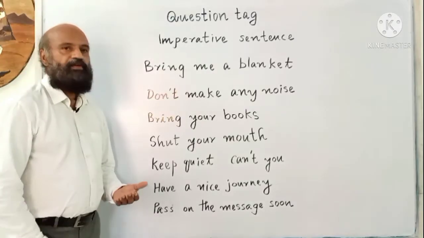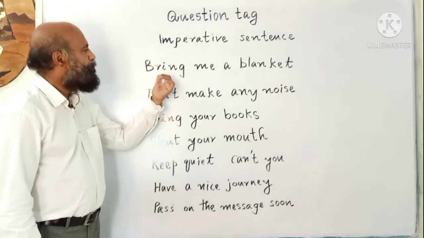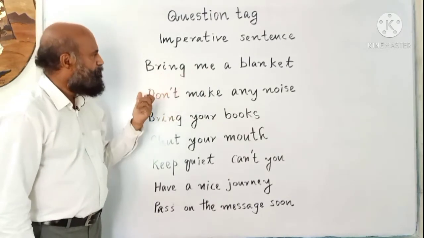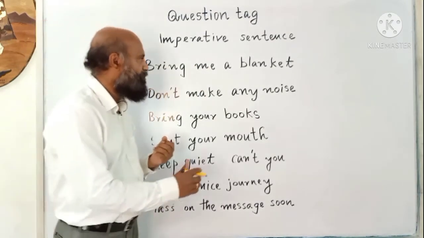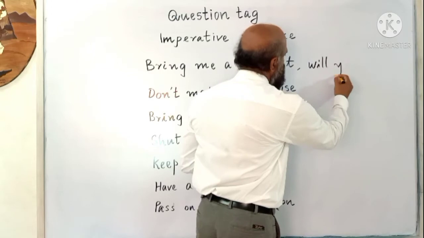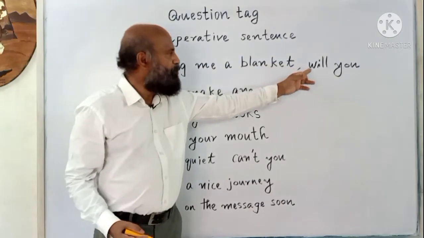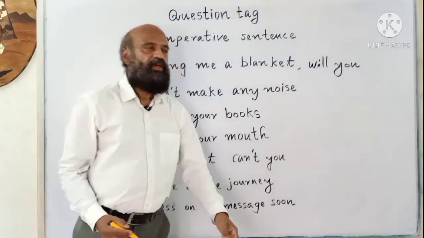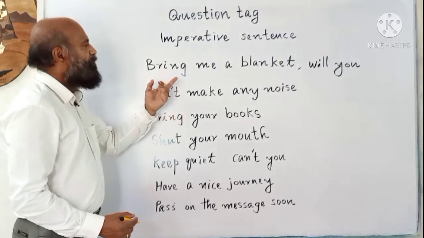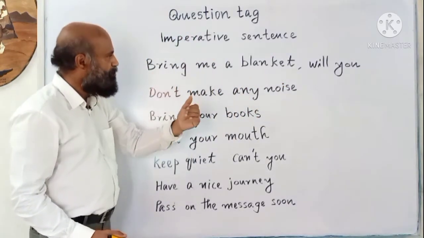Now, let's see the imperative sentences. Bring me a blanket. So it's an imperative sentence. In this case, the question tag is, will you? In imperative sentences, we can use the question tag, will you, except sentences starting with let us. So in this case, we can say, won't you also? Bring me a blanket, will you?